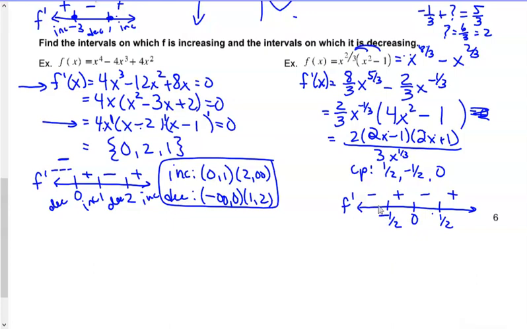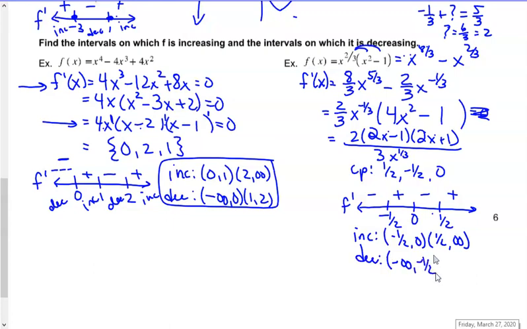Now, once we have that, we can go down the line and say, okay, these negatives mean that my function is decreasing at this time. These positives mean that my function is increasing at this time. And so the increasing intervals are from -1/2 to 0 and from 1/2 to infinity. And my decreasing intervals are going to be from -infinity to -1/2 and from 0 to 1/2.